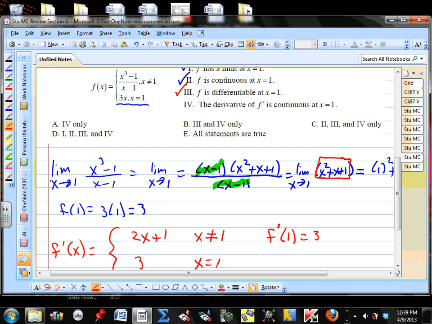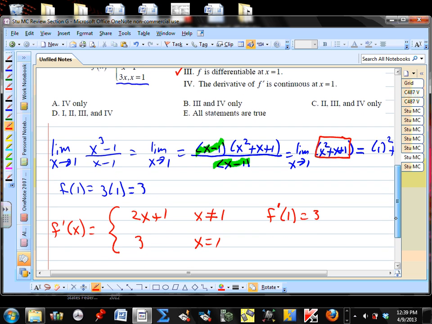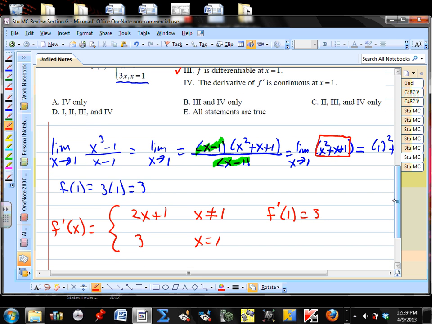Let's see if statement 4 is true. It says the derivative of f prime is continuous at x equals 1. The derivative of f prime is continuous at x equals 1. So now it's a little sneaky. The derivative of f prime, that's really the second derivative.